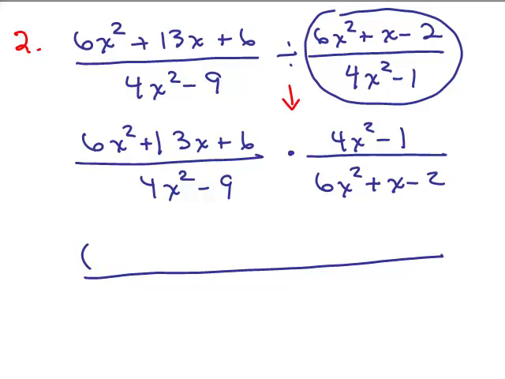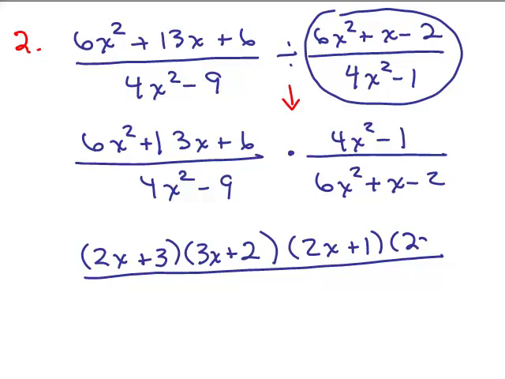So let's see. I'm not sure how it's going to factor. I'm going to try trial factors. Let's see. How about 3 and 2? I think that's it. Again, you can use any method you want to get the correct factors for 6x squared plus 13x plus 6. And we also have to factor 4x squared minus 1. That's a difference of 2 squares. 2x plus 1 times 2x minus 1.